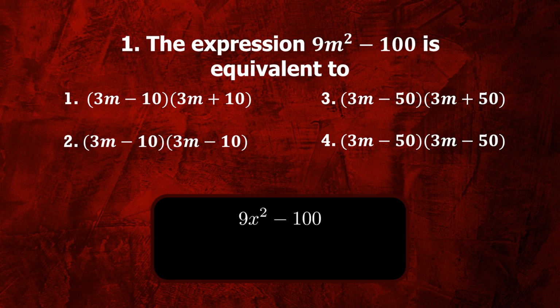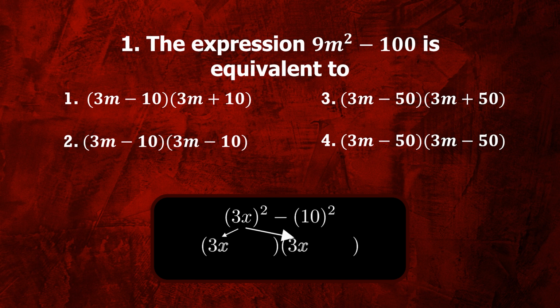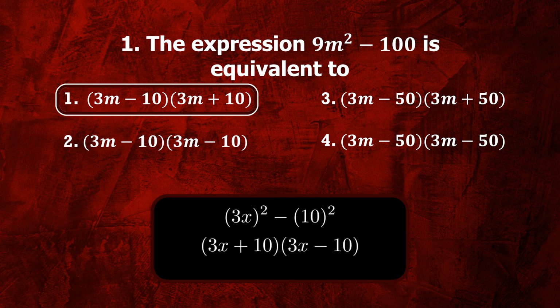The square root of 9x squared is 3x and the square root of 100 is 10. So we can rewrite the expression as 3x squared minus 10 squared. Now we have a difference of two squares in the form of a squared minus b squared, where a is 3x and b is 10. The formula for factoring a difference of two squares is a squared minus b squared equals a plus b times a minus b. So we can apply this formula to our expression and get 3x plus 10 times 3x minus 10. This aligns with answer choice 1.